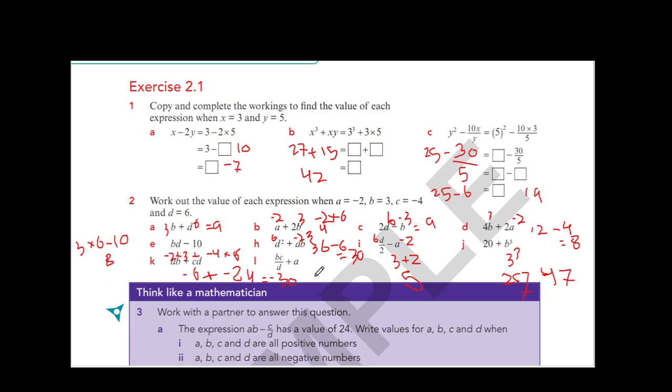Last question, part L. I am solving it over here. The question is b into c divided by d. The value of b is 3 multiplied by the value of c, which is minus 4, divided by d. The value of d is 6. Then plus a. The value of a is minus 2. So 3 into minus 4 will be minus 12. Minus 12 divided by 6 will be minus 2, and plus minus 2. So the answer of part L is minus 4.